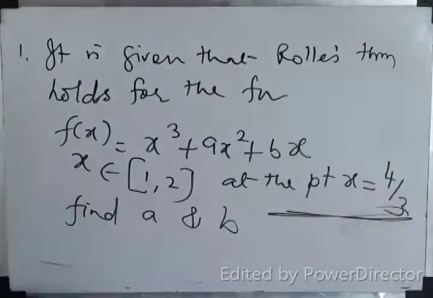How many variables are there? 2 variables. That means how many equations are required? 2 equations are required to solve the question, correct? How many ways do we get 2 equations?